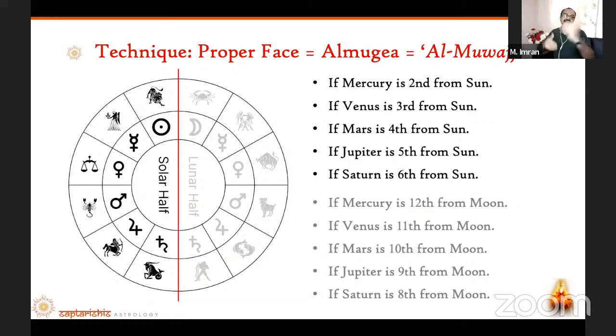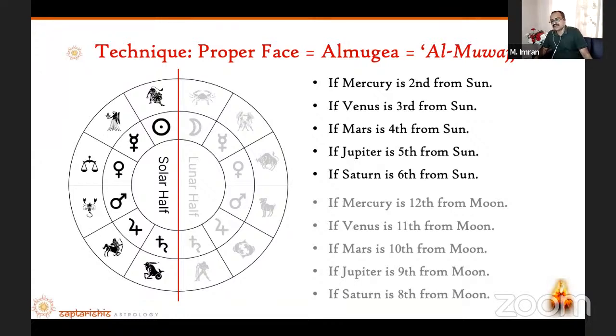But if a double combination exists with respect to Sun and with respect to Moon, this is outstanding, right? Let's take the example of Mars. After Venus is Mars. Mars should ideally be in the fourth from the Sun, and in the tenth from the Moon. If Mars is in such a place, then Mars is deemed very powerful.